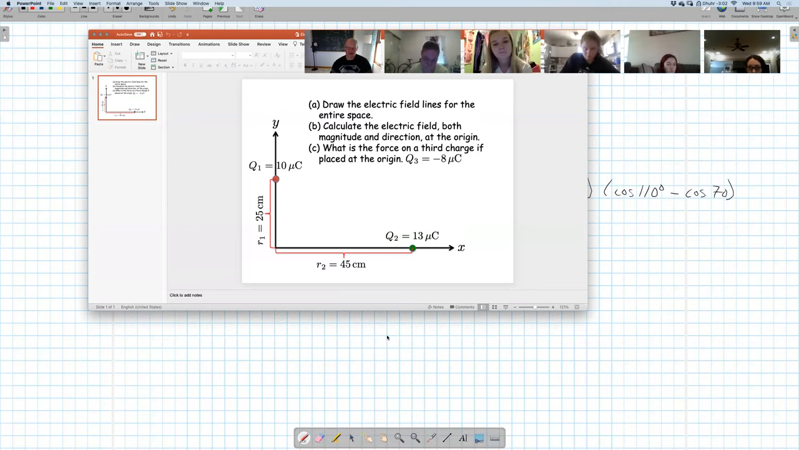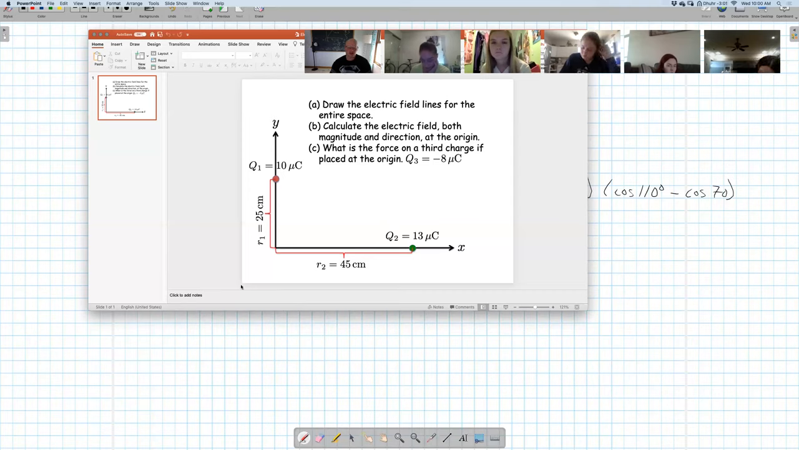The second part then says, okay, calculate the electric field, both magnitude and direction, at the origin. So if I'm sitting here at the origin, what does the electric field look like? I know this is a positive charge, which means the electric field has to point radially away. So here, electric field one is going to point downward in this direction. This is also a positive charge, so it has to point radially away. So electric field two is going to point off to the left. So the total electric field then is going to point down in this direction, somewhere in the third quadrant here. Okay, so that's going to be the electric field.